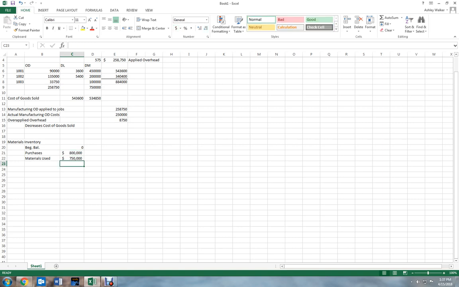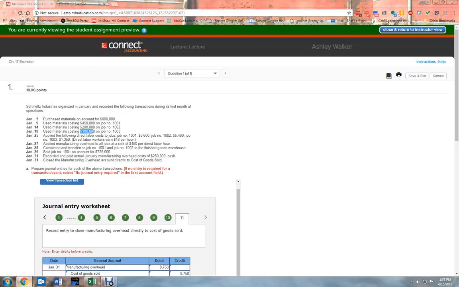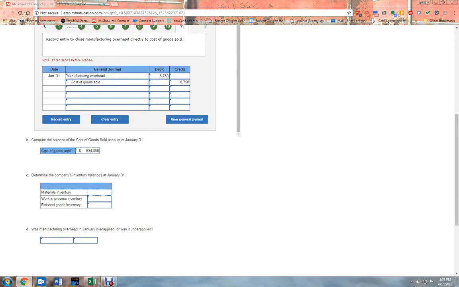Tidy this up. So we purchased $800,000, we used $750,000, and we started with nothing. So our beginning plus purchases minus what we used up, that has to be the balance. So our materials inventory for January 31st has to be 50 grand worth of stuff in there.